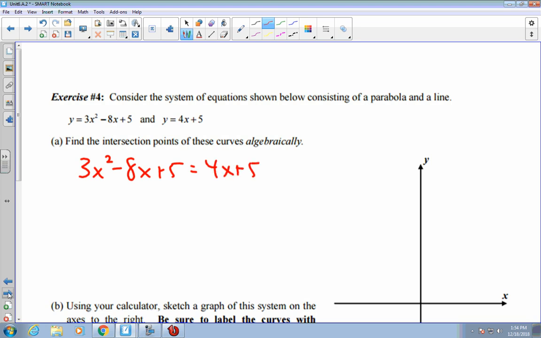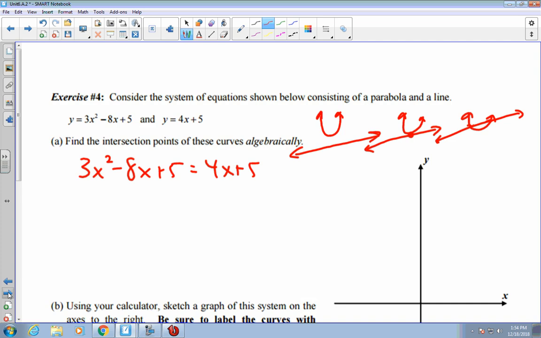Now, when you have a parabola and a line, three things can happen. You can have a parabola and a line with 0 points of intersection. You can have a parabola and a line with 1 point of intersection. You can have a parabola and a line with 2 points of intersection. Of course, the line can decrease, the parabola can open down, but you can have 0, 1, or 2 solutions.